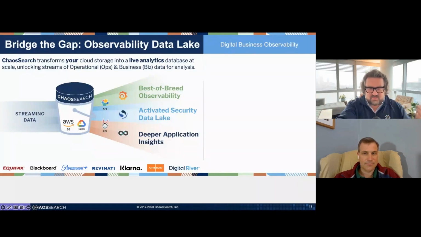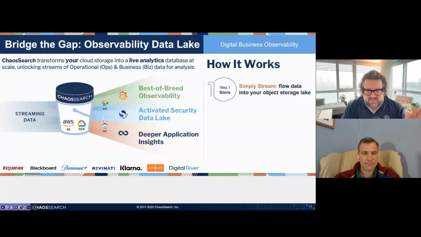And we have a variety of customers that are seeing that problem of operation with business and have been adopting our platform to address it. But like anything, how does it work? Well, the idea is that you simply stream your data to cloud storage like Amazon S3 or GCS, et cetera. Shoot, the majority of companies are already doing that because they're worried that their backend solution can't keep up or may go down.